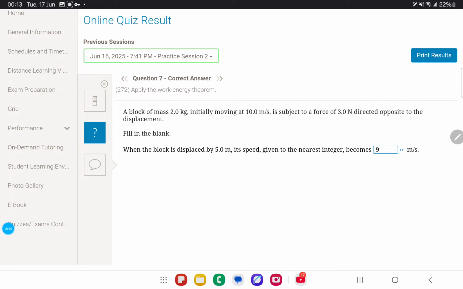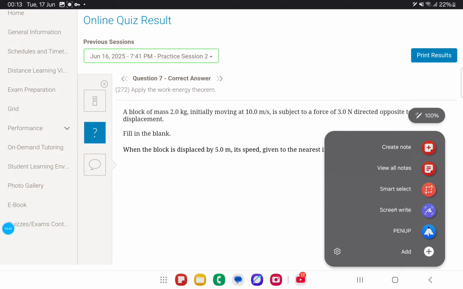Okay, now a block of mass 2 kg initially moving at 10 meters per second, and a force of 3 Newton directed opposite to the displacement. When the block is displaced by 5 meters, its speed given to the nearest integer becomes what meter per second?